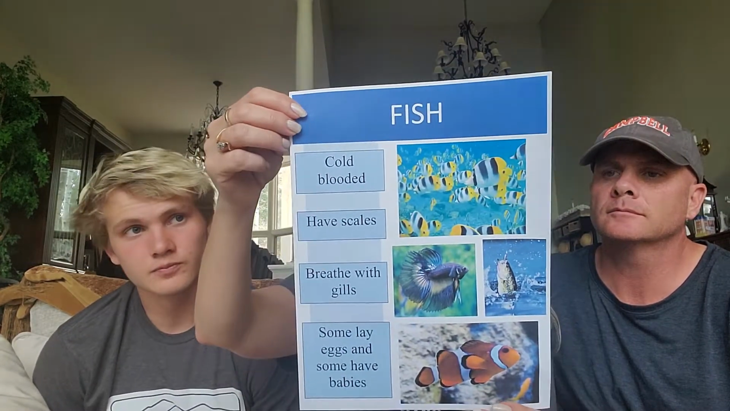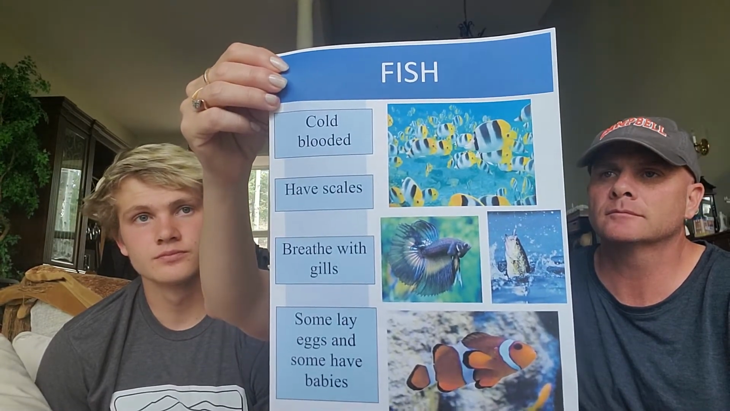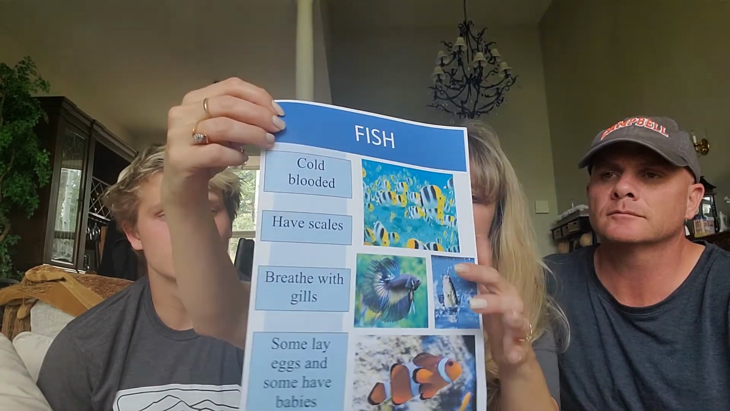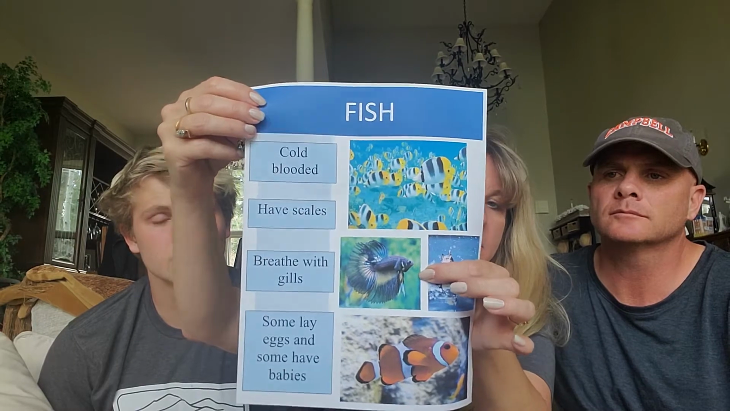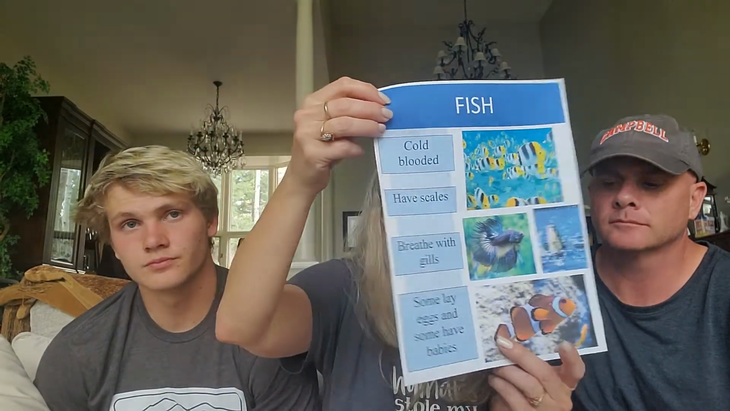The fish have scales, they breathe with their gills, and some lay eggs and some have babies. We can see right here a fish that is in some of our classes. I know Mrs. Hogan has one of those betta fish named Rainbow in her class.